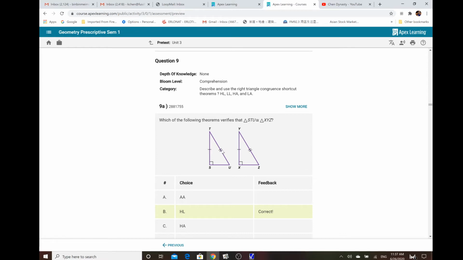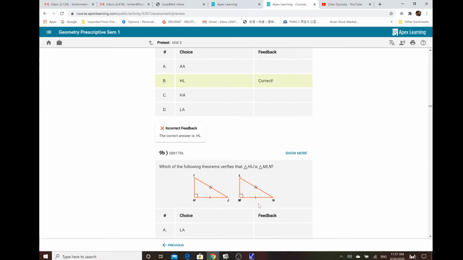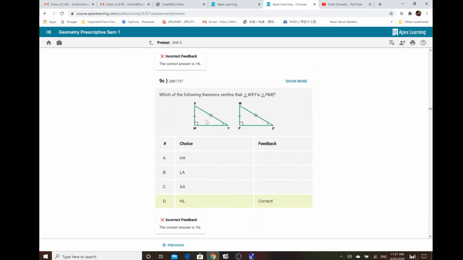According to the figure here, the tick marks show that it's hypotenuse and leg. You see that the hypotenuse is indicated with the double segments, the double mark. So that means this one can be proved by hypotenuse and leg. So the correct solution is HL, hypotenuse and leg. Here's another example, hypotenuse and leg.